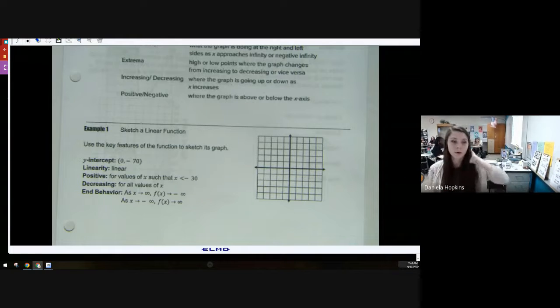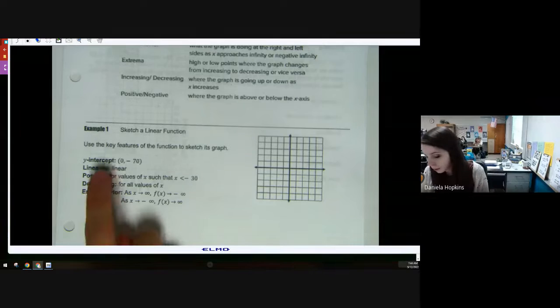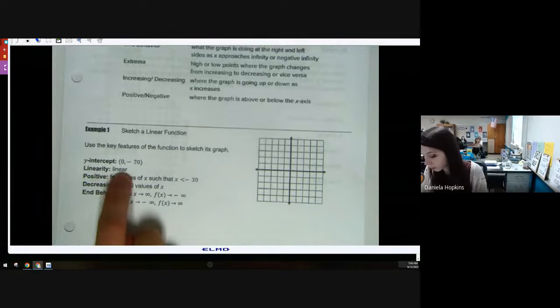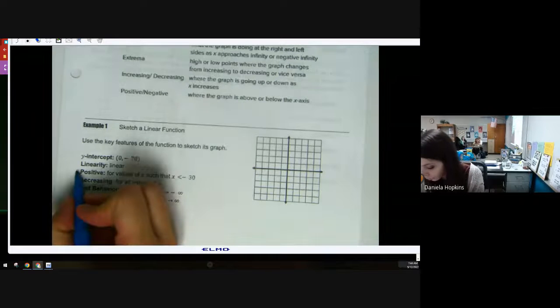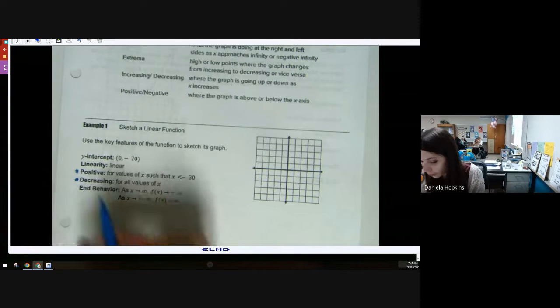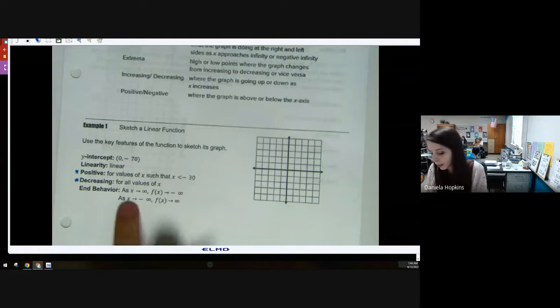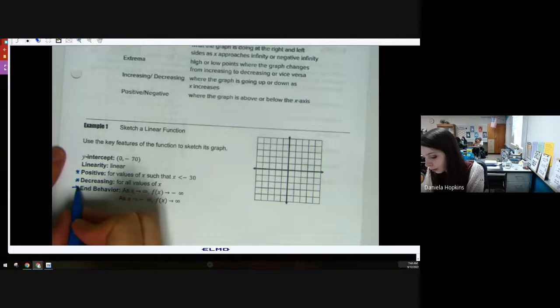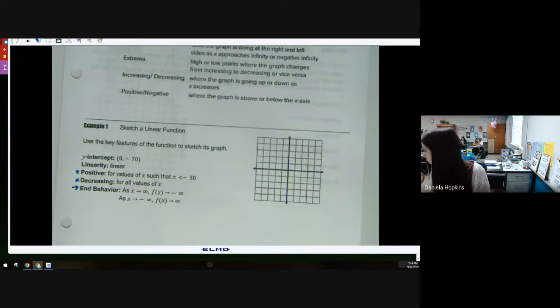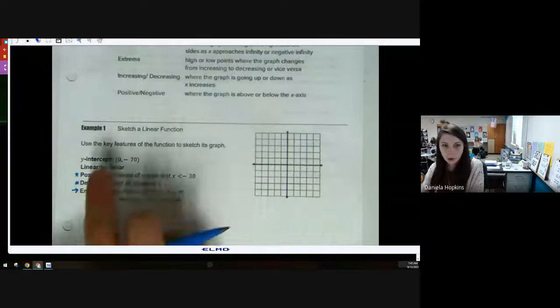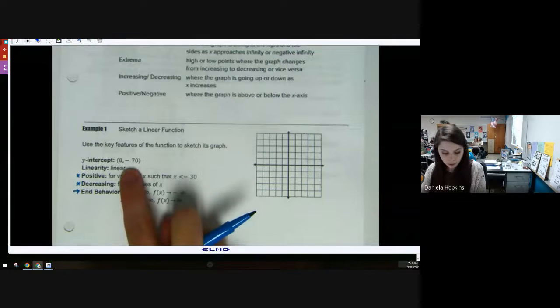So in this example, I give you the y-intercept and the linearity, just so that we know it's linear. This part, positive and decreasing, is sort of the tricky part. And then the end behavior is more of a check for yourself afterwards. I'm not sure that end behavior necessarily helps you draw these. But since I know this is linear, let's start with this y-intercept.